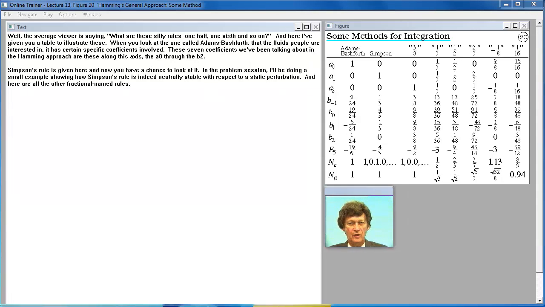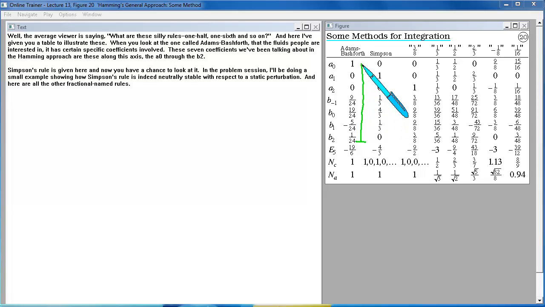Well, the average viewer is saying, well, what are these silly rules, 1/2, 1/6, and so on? And here I've given you a table to illustrate these. When you look at the one called Adams-Bashforth that the fluids people are interested in, it has certain specific coefficients involved. The 7 coefficients we were talking about in the Hamming approach are these along this axis, the A zeros and through the B2.